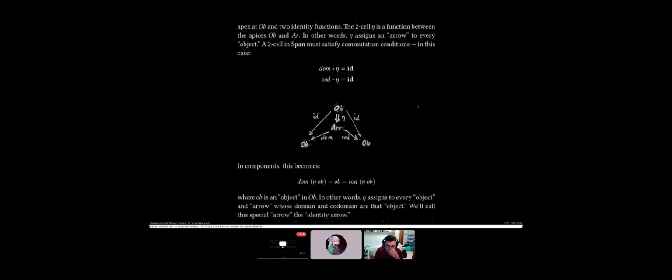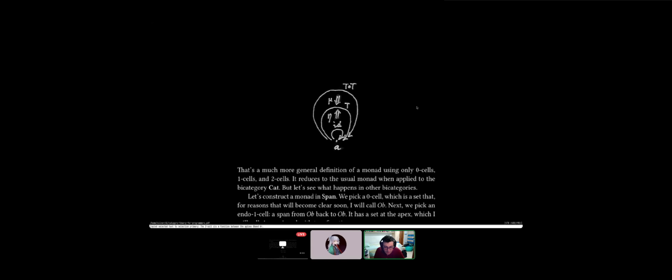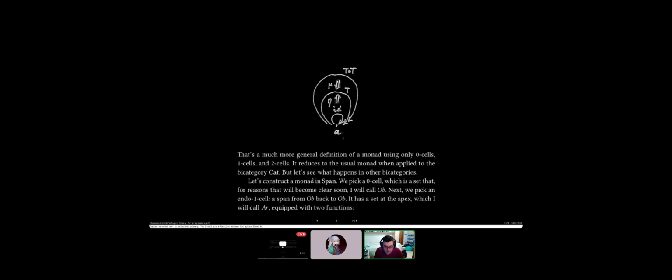Yes. Wait, let me see eta again. Eta is the one that goes from identity to T. Back to the other one. Eta is the one that goes from identity to T. I don't know if I follow. Why is eta going from OB to R here?